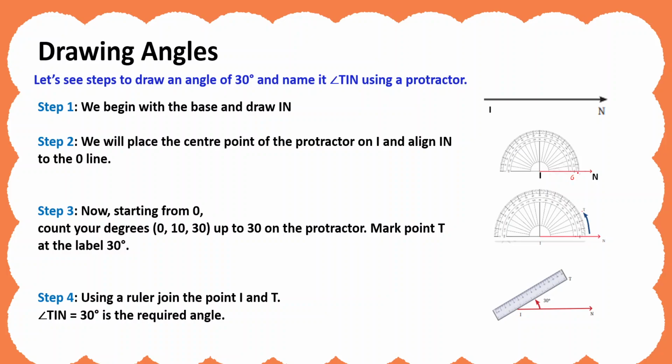Step 3. Now starting from 0, we will count degrees 0, 10, 20, 30 on the protractor, and we will mark point T at the 30 degrees label. So this is point T, which is marked here. Step 4. Using the ruler, join the points I and T. The center point here is I, and T. So this angle TIN is 30 degrees, which is the required angle.